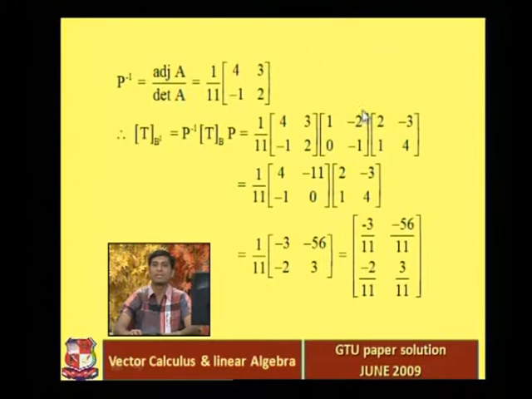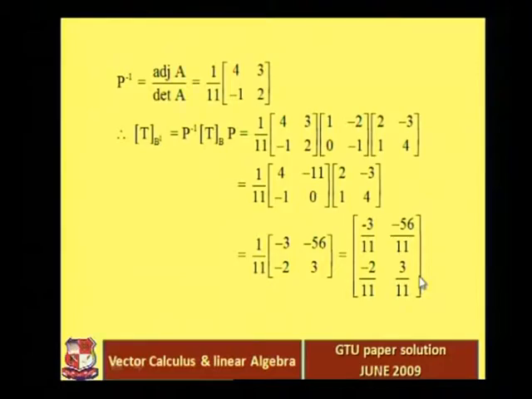Now pick up the second row, -1 2, and multiply each column: -1 into 1 is -1 plus 2 into 0 is 0, so -1. Then -1 into -2 is 2 plus 2 into -1 is -2, so 0. Then multiply by 2 -3 1 4. Now 1 by 11: 4 into 2 is 8 minus 11, that is -3; 4 into -3 is -12 minus 44, that is -56. Then -1 into 2 is -2, 0 into 1 is 0, so -2, and -1 into -3 is 3 plus 0 into 4 is 0, so 3. So this is equal to -3 by 11, -56 by 11, -2 by 11 and 3 by 11.